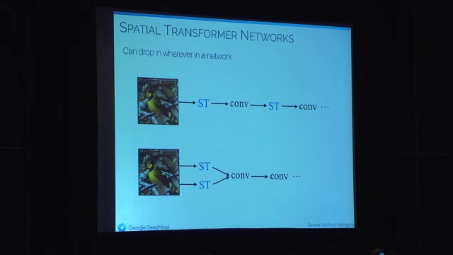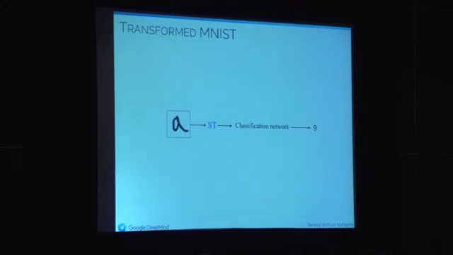So you can have them straight after the input. You can have them deeper in the network, acting on convolutional feature maps rather than the image. You can have multiple transformers in parallel. The reason why you might want to do that is that it would allow you to attend to or transform multiple objects in different ways in your data. Okay, so that's pretty much the crux of the technical stuff in the paper.